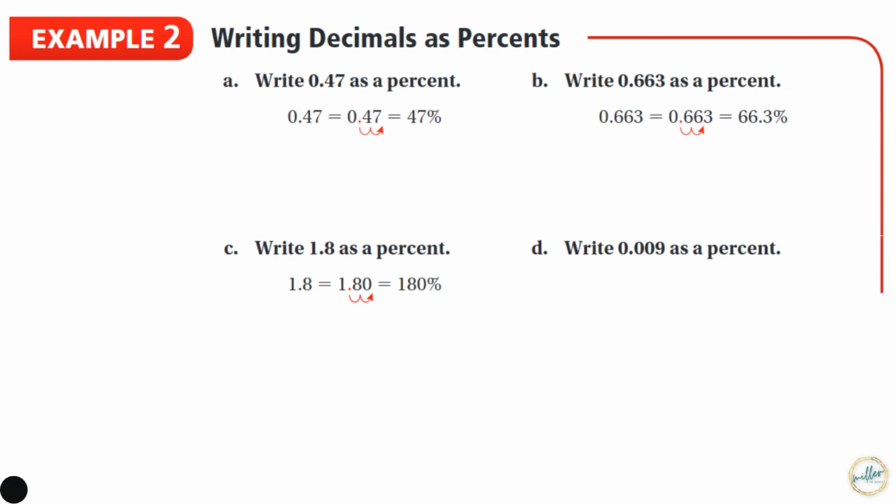D, write 0.009, or 9 thousandths, as a percent. Start with 0.009, move the decimal point 2 places to the right, and it ends up right before the 9. So 0.9%. That's less than 1%, which is a little bit less than a penny out of a dollar.